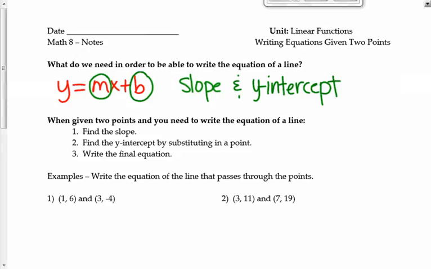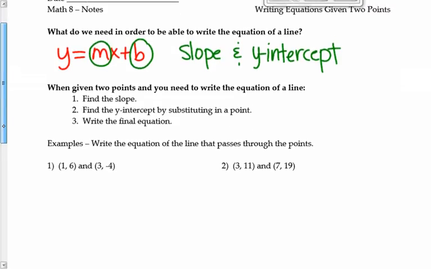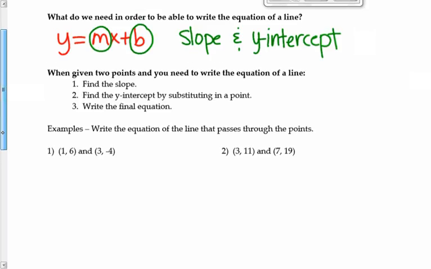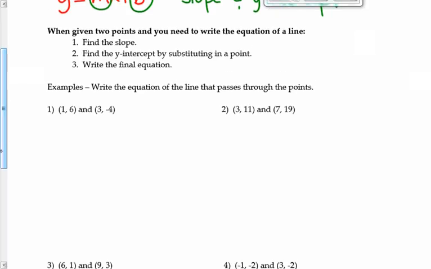Those are the two pieces of information that you need in order to write an equation of a line. Sometimes we're given a slope and a point like we were yesterday, or sometimes we're given the slope and the y-intercept. Today, we're going to be given 2 points, and we're not actually given the slope or the y-intercept, but we can find both of them from these 2 points.